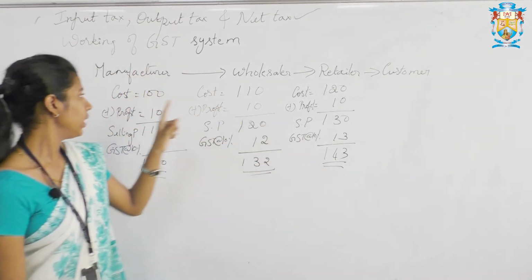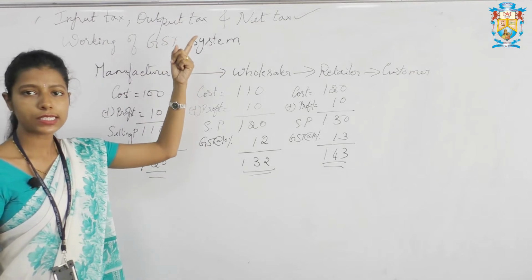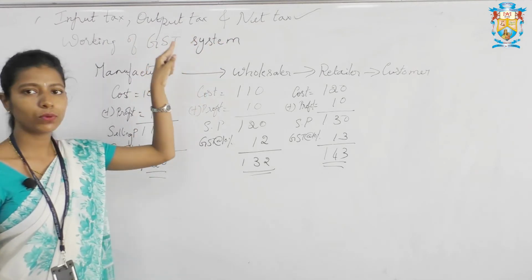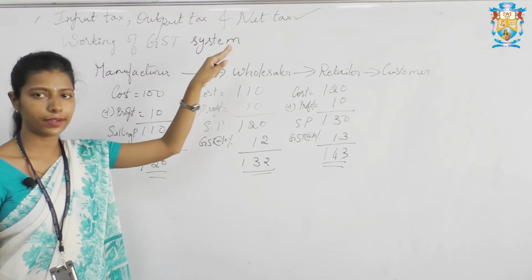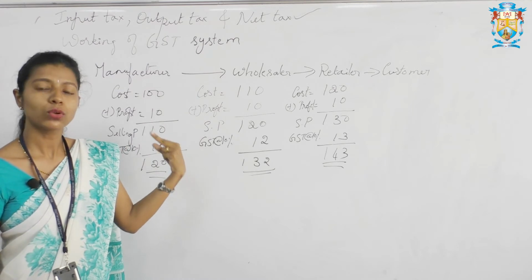So now taking from the manufacturer. Already I explained the concept of input tax, output tax and net tax. I told you what is input tax, output tax and net tax. Input tax is a tax paid by the purchaser to the seller.